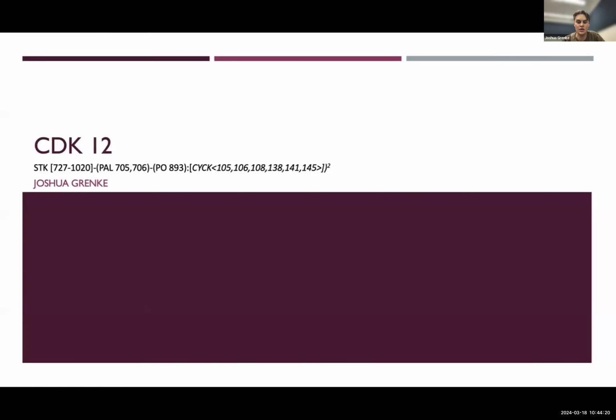Yeah. Great. So the kinase that I'm going to be presenting today is CDK12, otherwise known as cyclin-dependent kinase 12. And as you can see, here's the composite script for it. It includes 2 polymethylation sites at residues 705 and 706. And PhosphoSitePlus indicated there's many phosphorylation sites, but the main one I'm going to be focusing on is at residue 893. And it also is a homodimer.